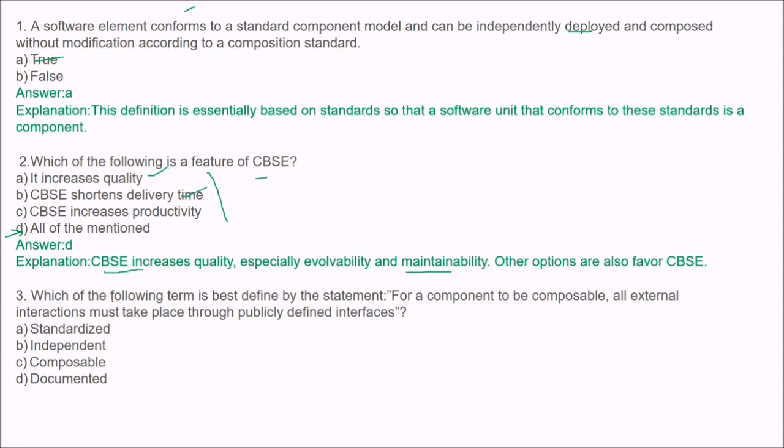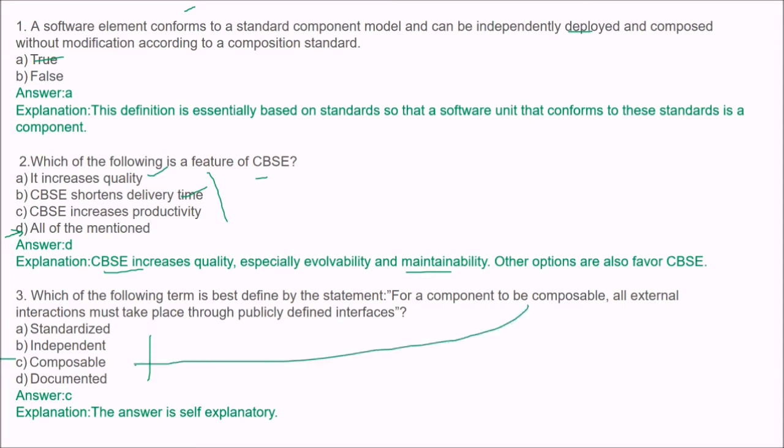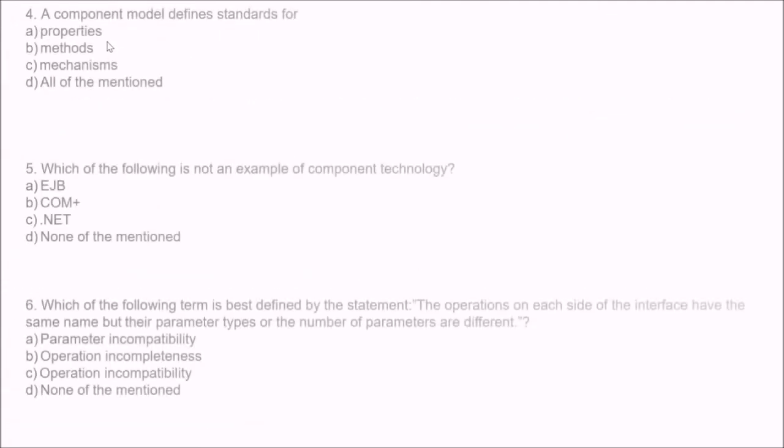Next is which of the following term is best defined by the statement: for a component to be composable, all external interactions must take place through publicly defined interfaces. These are options for you. The answer is composable. So composable means for a component to be composable, all external interactions must take place through publicly defined interfaces.